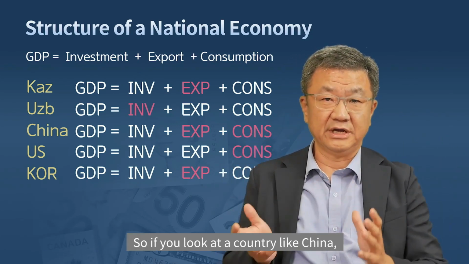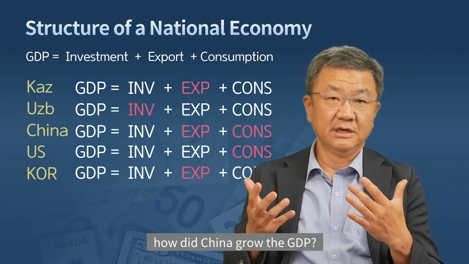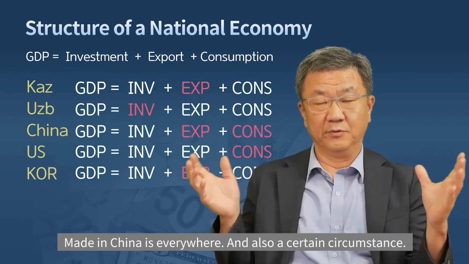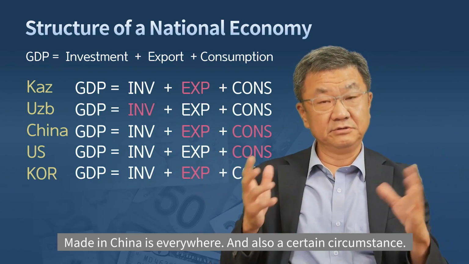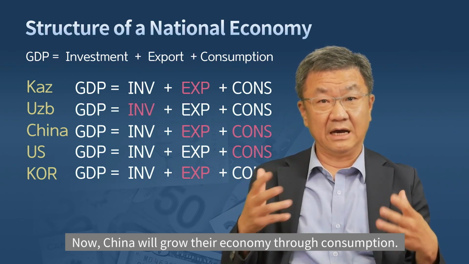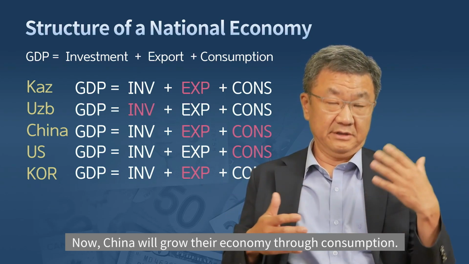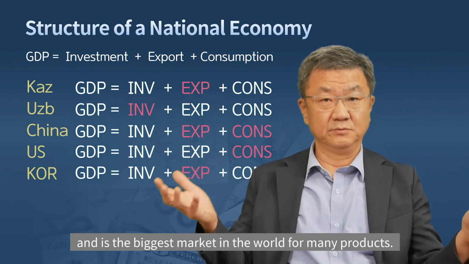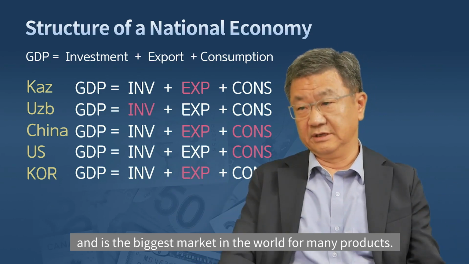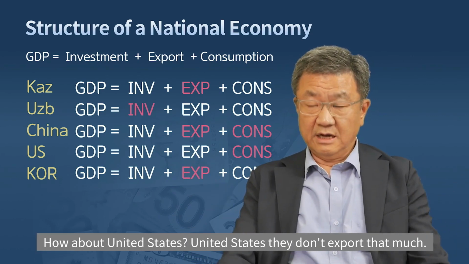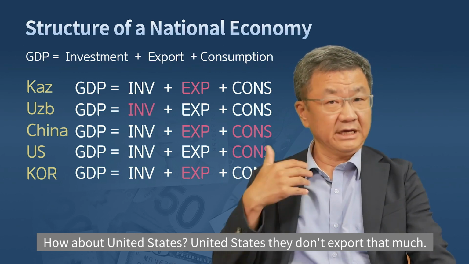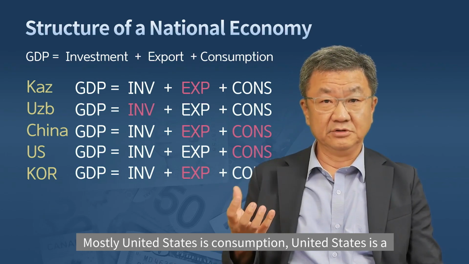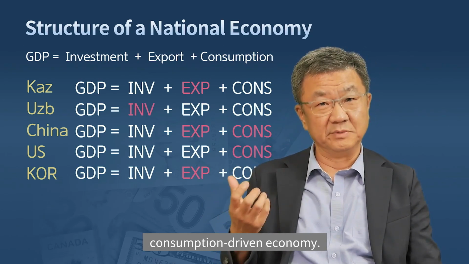So if you look at a country like China, how did China grow their GDP? Mainly through exports, right? Made in China is everywhere. And also to a certain extent, now China will grow their economy through consumption because China is a big market. It's the biggest market in the world for many products. How about the United States? They don't export that much. Mostly the United States is consumption. The United States is a consumption-driven economy.